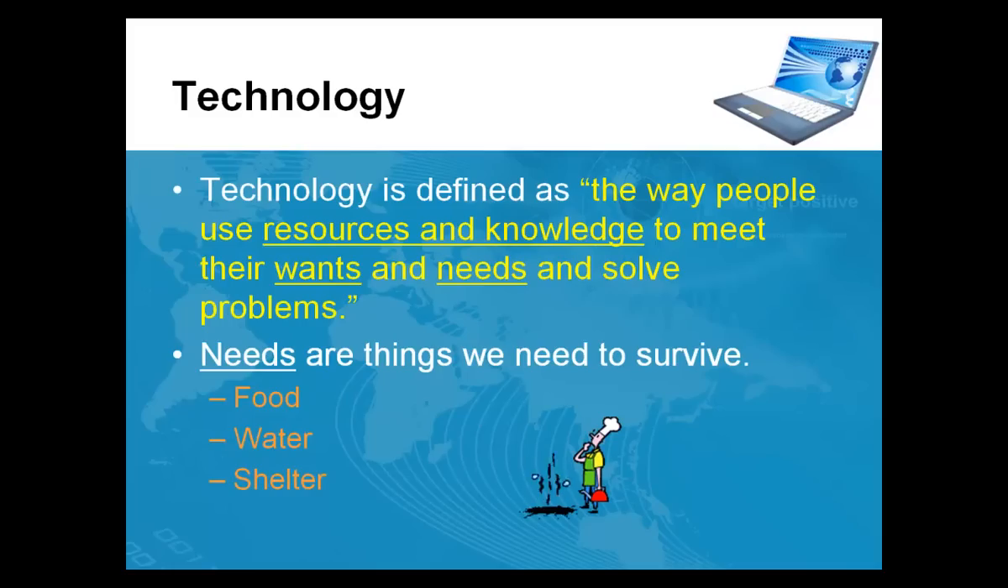Students in my class always mention oxygen or air. And that is true, we do need that to survive. But I think the scientists look at it as that's part of our Earth, and without it, our Earth would not be here. So while that is important, we don't really consider that one of our top three needs.